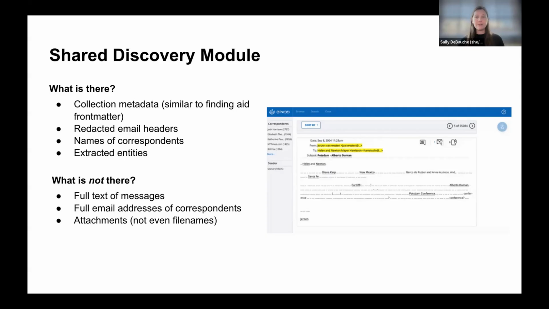So what is not there? So most importantly, the full text of the messages is never displayed, full email addresses, like I mentioned, and then any attachments, not even attachment file names. So if there's an attachment, it will just say one attachment or two attachments to indicate that those are present in the full text.